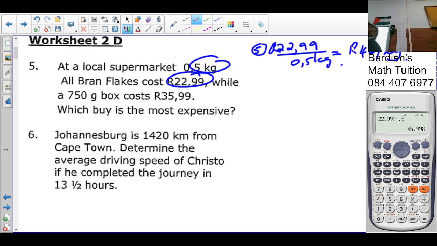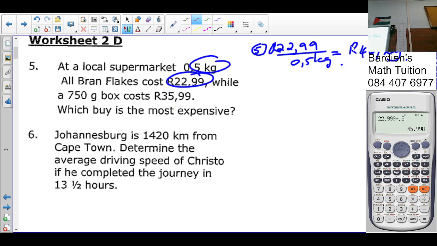For 22 Rand 99, can't you just write 23 Rand? You could. But use what is given, because normally we work to 2 decimal places anyway. So if it's given to 2 decimal places, we use it as it is.